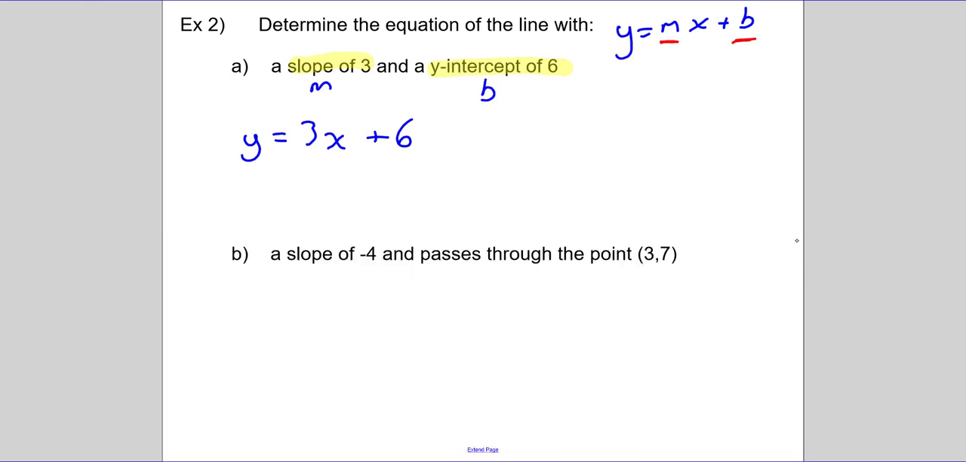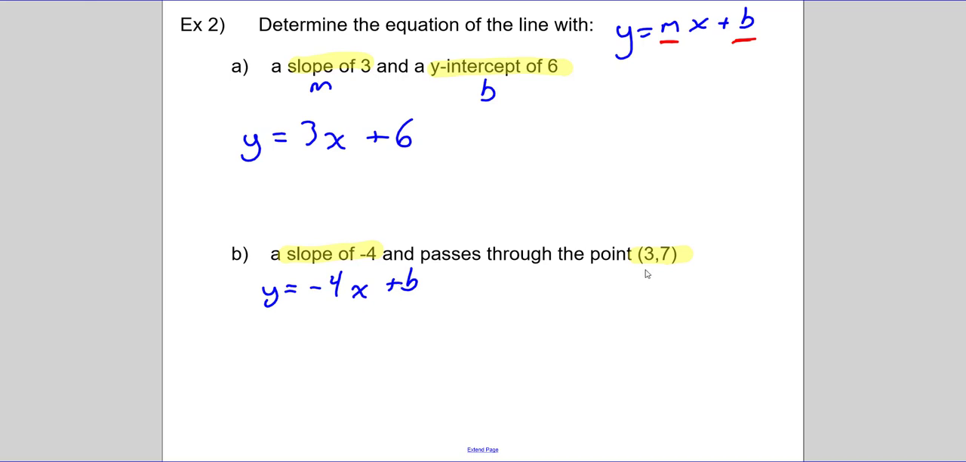How about this one? For this one, they've given us the slope again. However, now they've just given us some random point, 3, 7, that's also on the line. So we have our m, but we don't have our b. So I can fill this out so far. I know y equals -4x plus b.